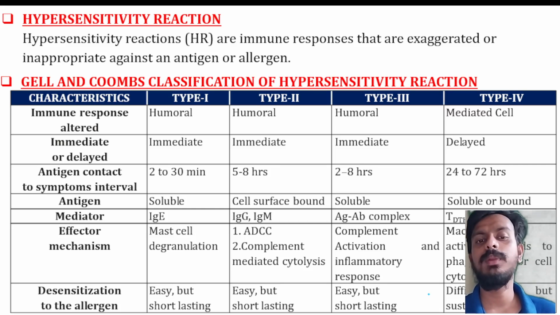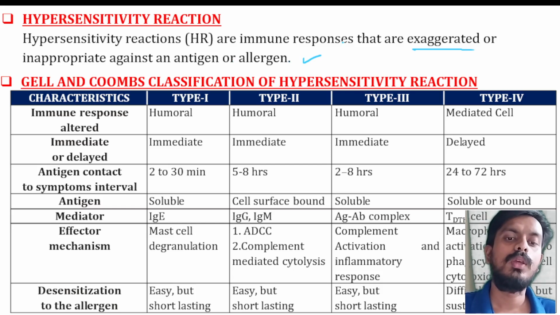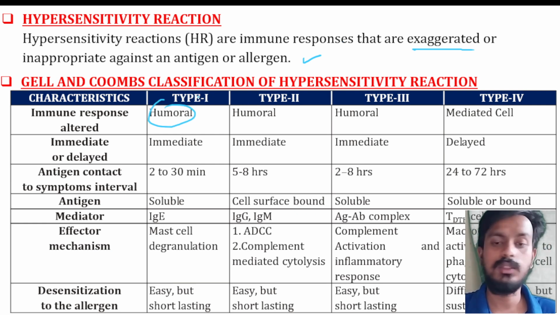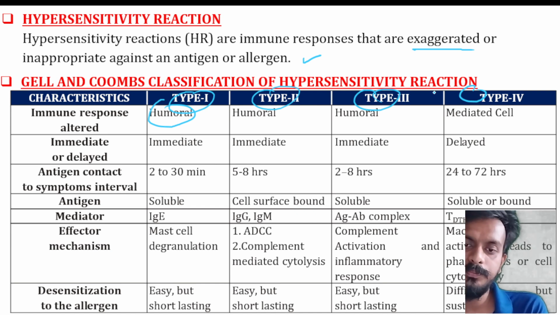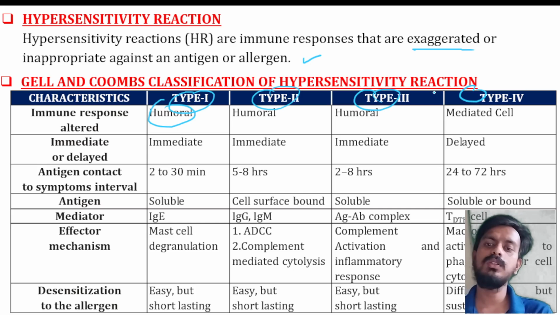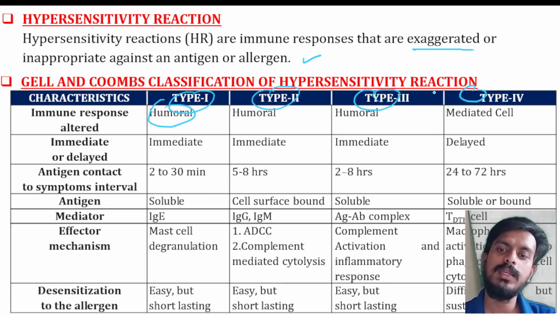Next is hypersensitivity type of reaction. A hypersensitivity reaction is basically an immune response that is exaggerated or inappropriate against an antigen or allergen. There are four major types of hypersensitivity reactions: type 1, type 2, type 3 and type 4. Types 1, 2, 3 are humoral immune responses, whereas type 4 is a cell-mediated immune response. Types 1, 2, 3 are immediate type reactions, whereas type 4 is a delayed type of reaction.